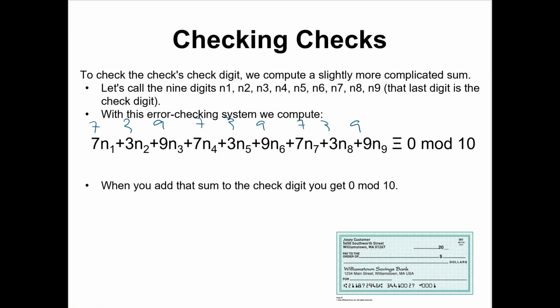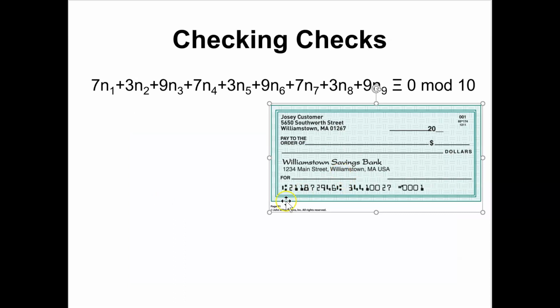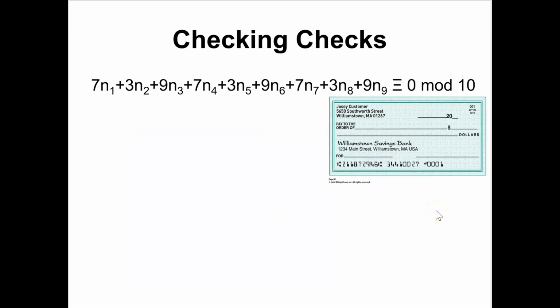So let's take a peek here. Again, your 8 digits are your bank ID. Your last one is your check digit. So let's look at this bank code here. All right, so we've got 211872946. 1, 2, 3, 4, 5, 6, 7, 8, 9. So we're going to multiply it by 7, 3, 9, 7, 3, 9, 7, 3, 9. But this is my check digit. I always deal with that last.